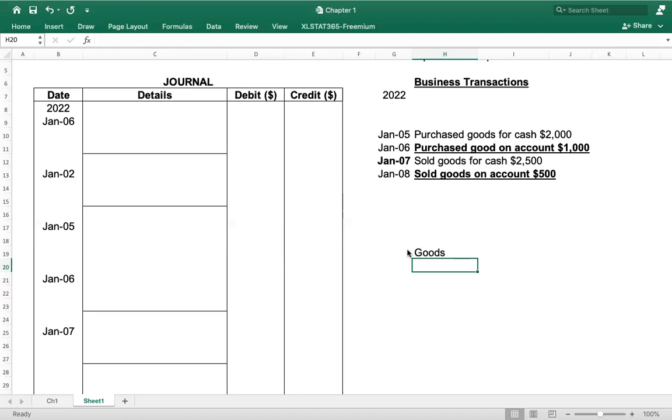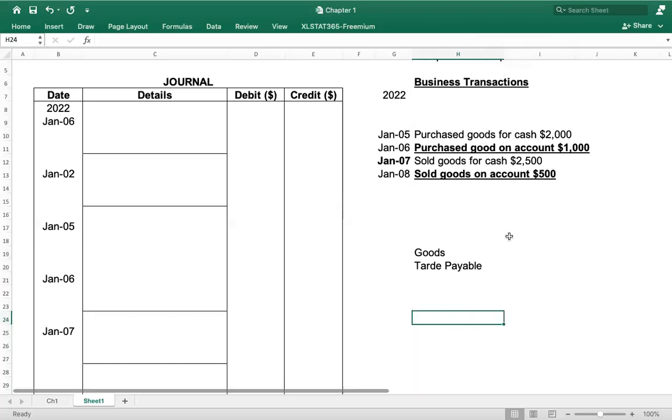So like that, you brought goods, you didn't pay the money. So don't you think you need to write the name of that person so that you could remember the name? So goods is the first item, and the second item will be the name of that person. And that is known as what? Trade payable. What term will we use?